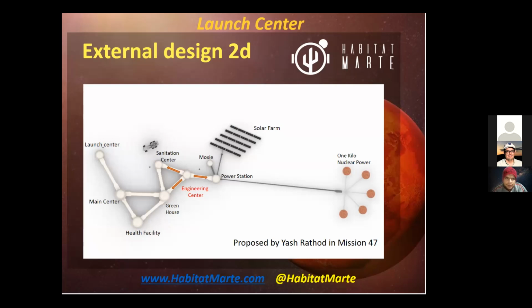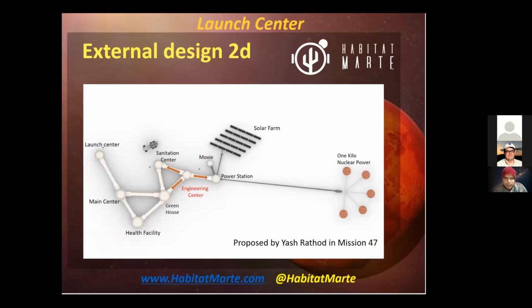The launch center is directly connected to the main center, because a launch center is one of the important facilities which has to stay connected with the main center, so that in case of any urgent requirement or emergency, they can directly contact the main center, where the mission commander can hold some discussions and give orders to follow, removing the need of urgency.